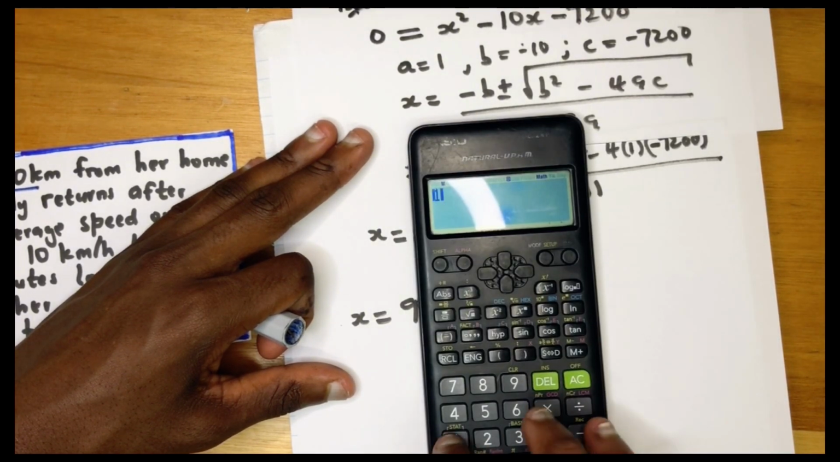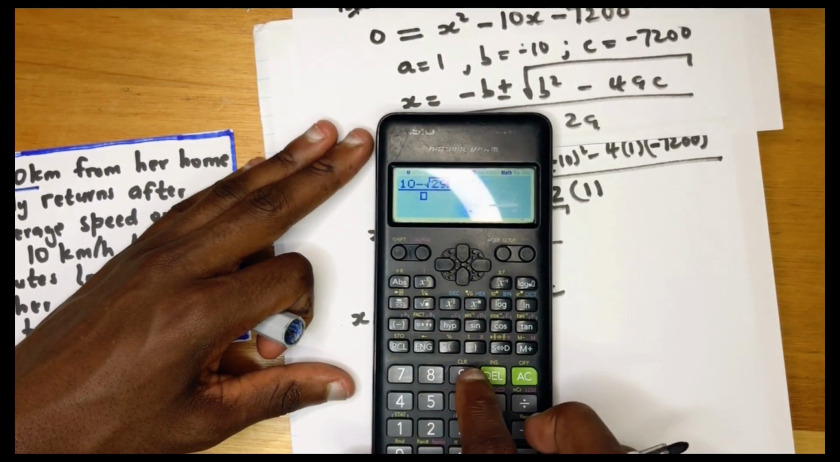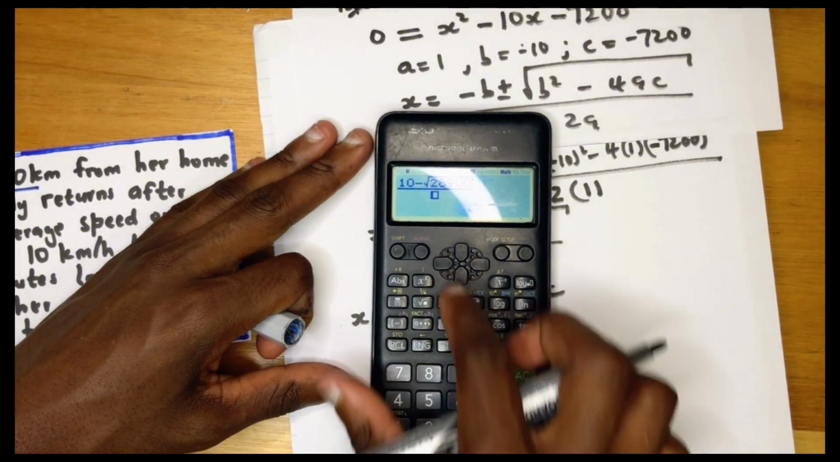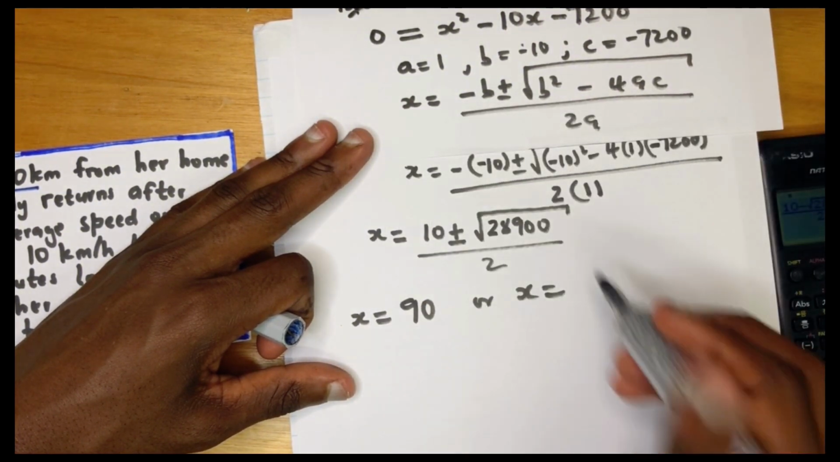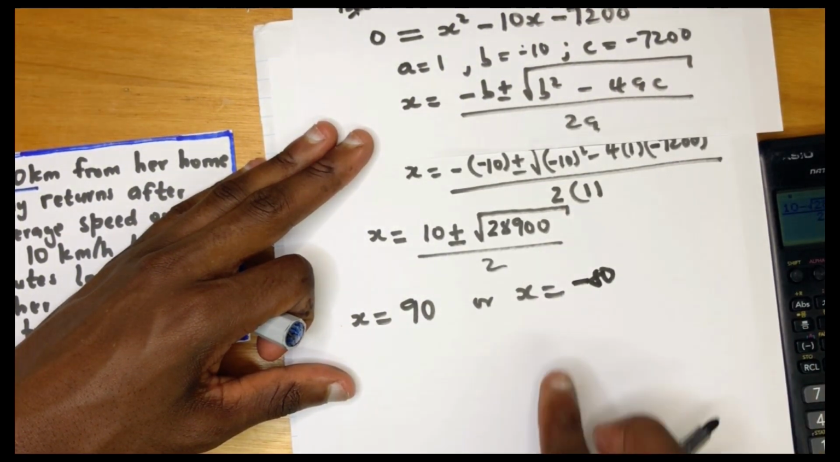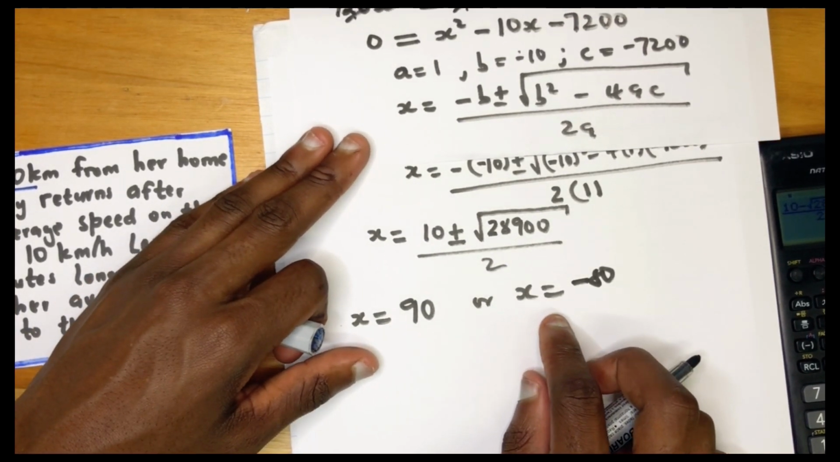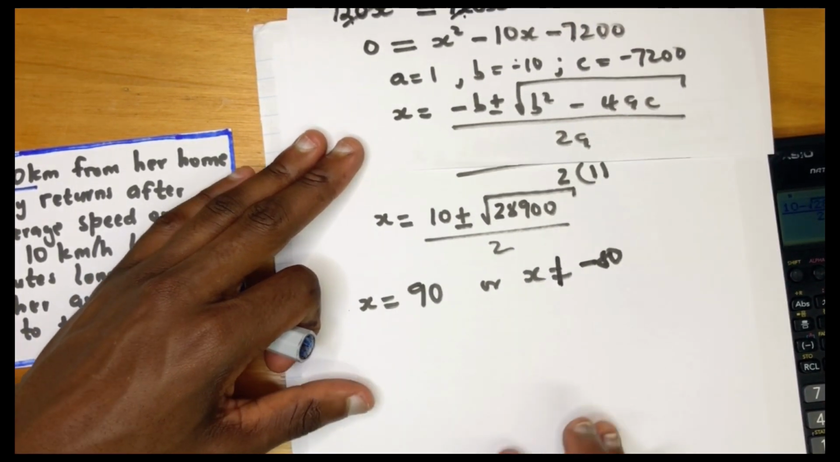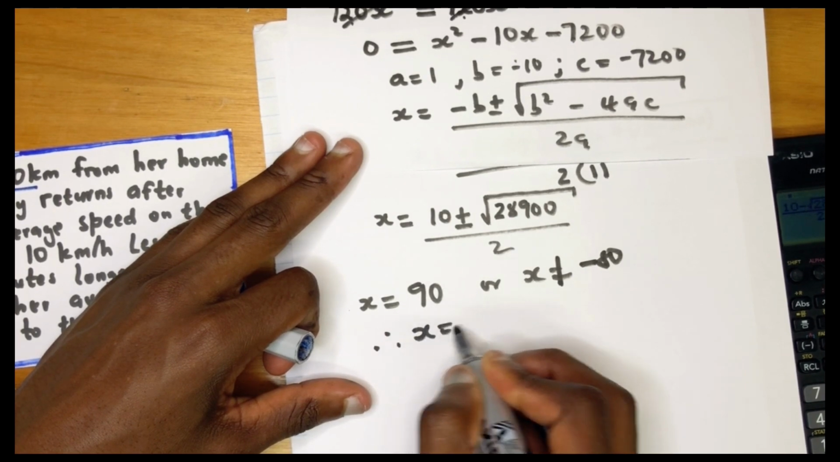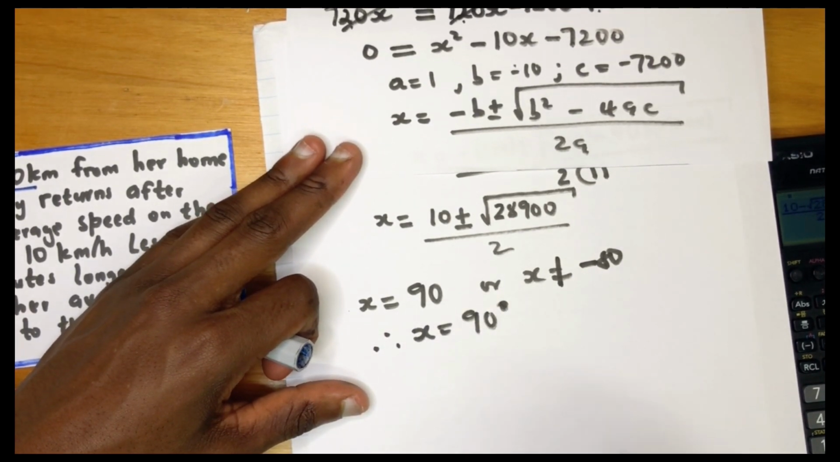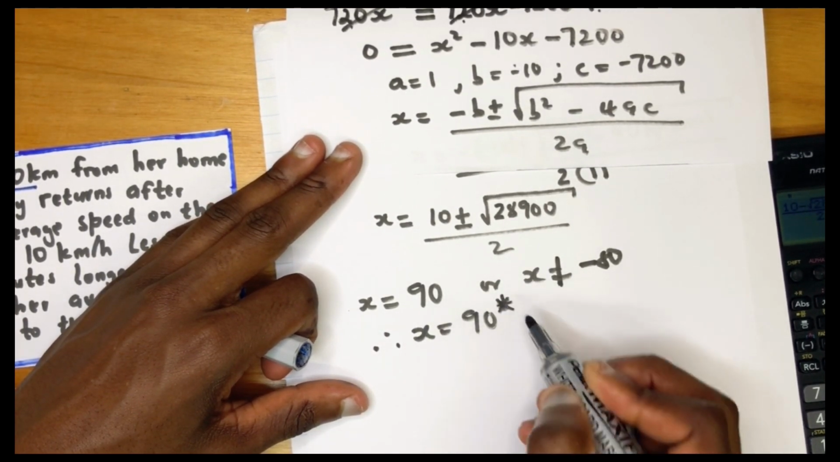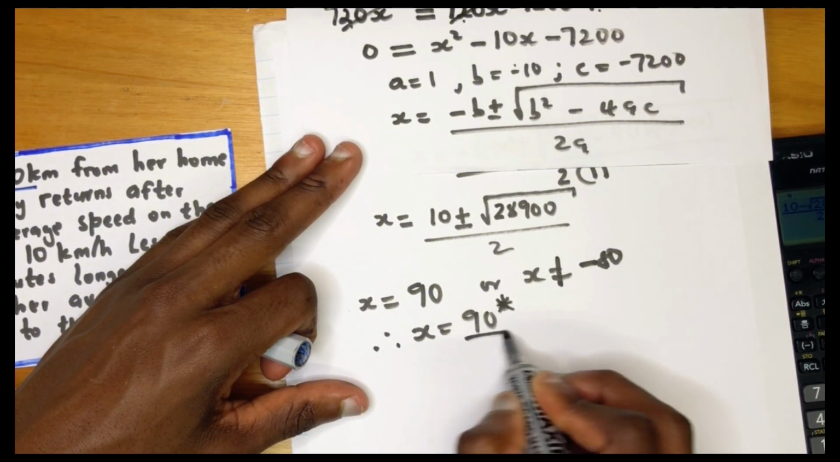Then we put minus, okay, we have 10 minus root 28,900 over 2, we get negative 8. We know that, guys, the speed will never be negative, so we have to reject this one. So therefore x is equal to 90. Oh, it's not 90 degrees, sorry. It's not 90 degrees, so x is equal to 90.